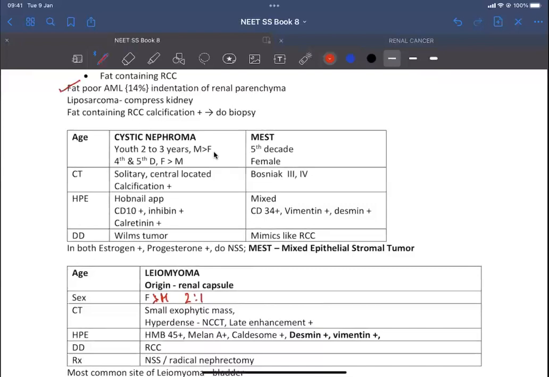So as I said, the differential could be fat-poor AML, liposarcoma, or fat-containing RCC. So with these, you do a biopsy. If you still can't diagnose, manage as any renal mass. A few uncommon tumors are cystic nephromas and MEST. These are things that we do not see very frequently. MEST is a mixed epithelial stromal tumor.